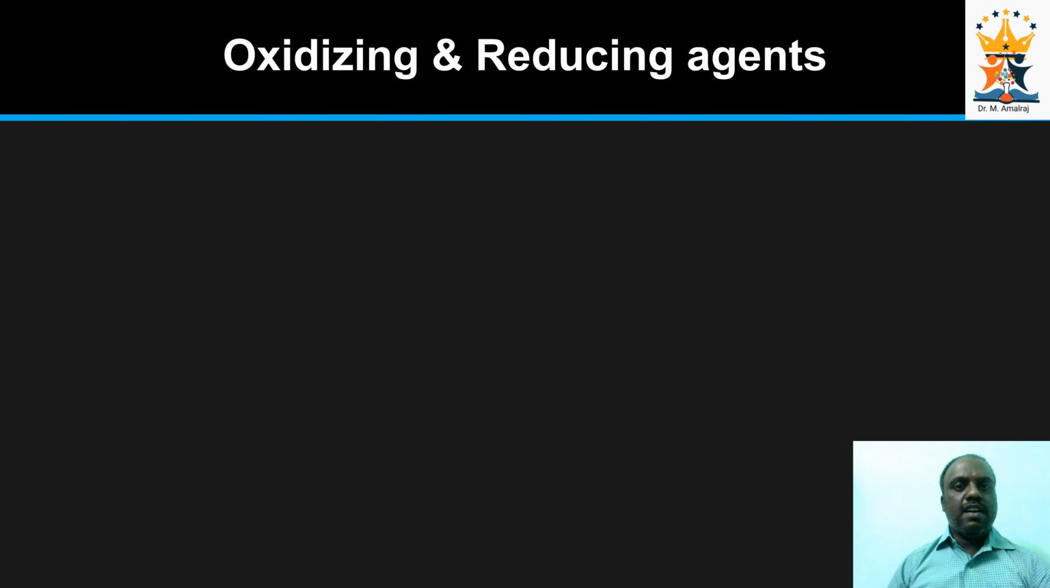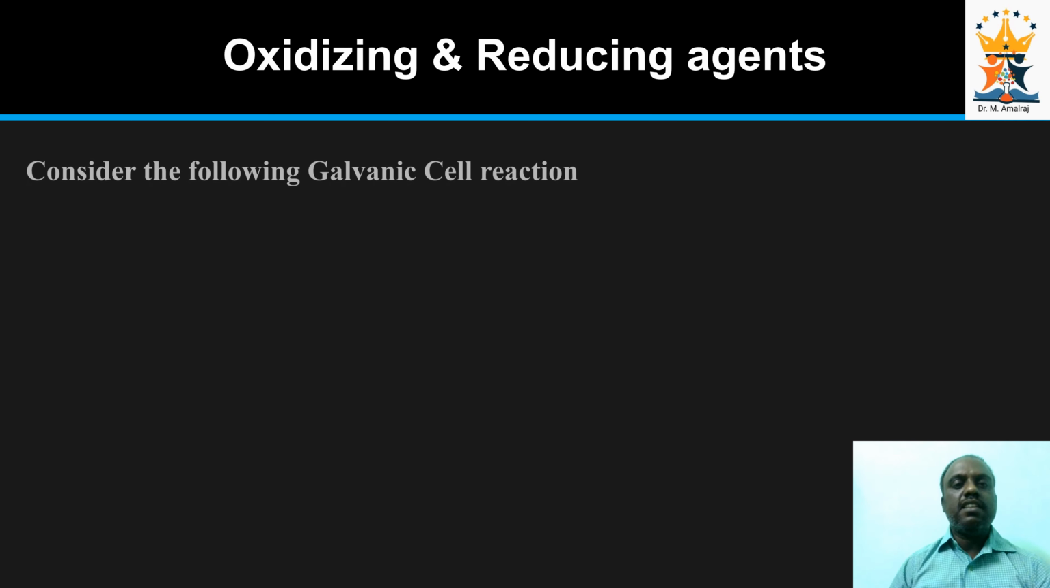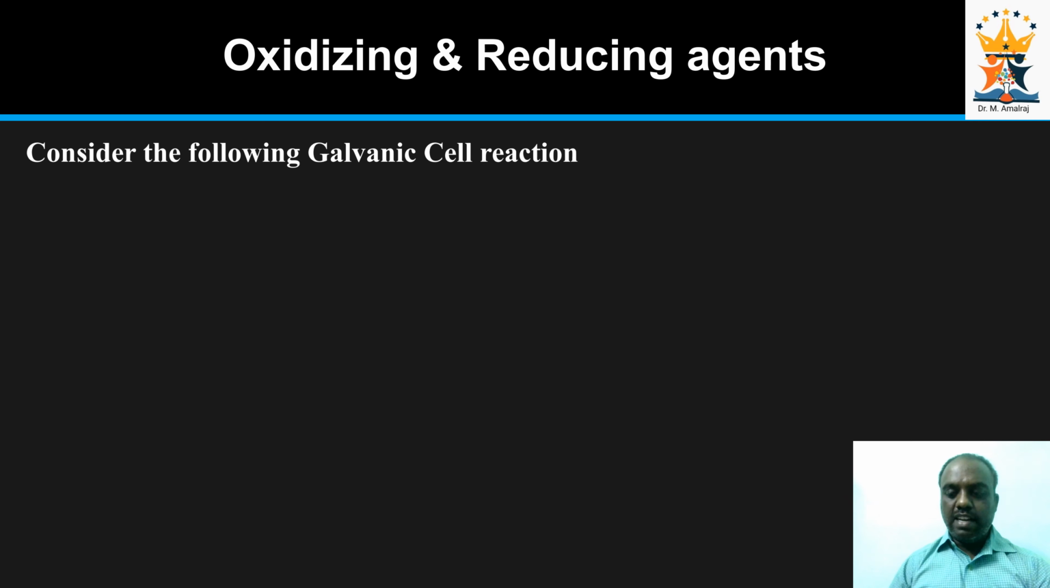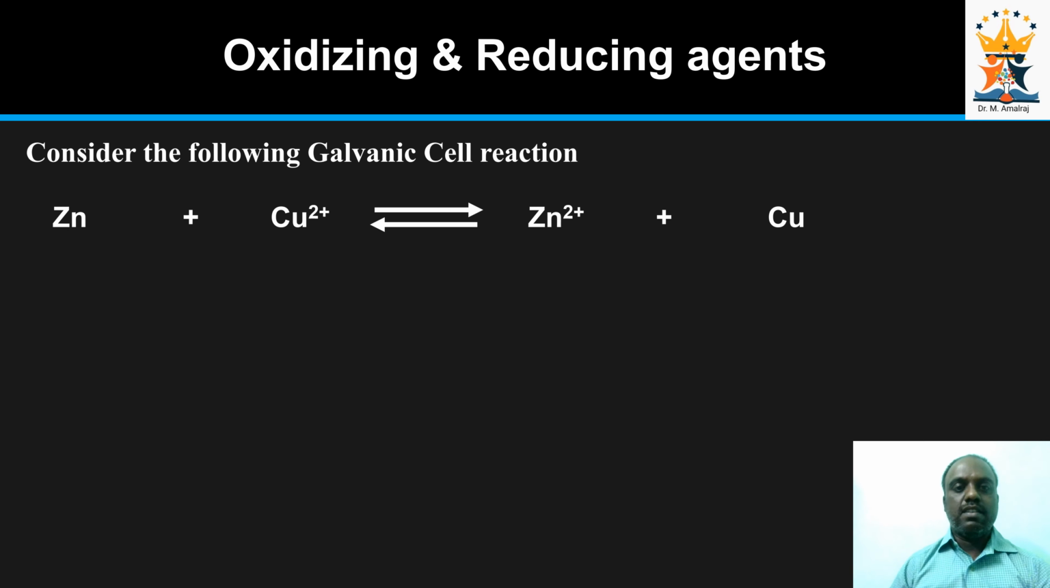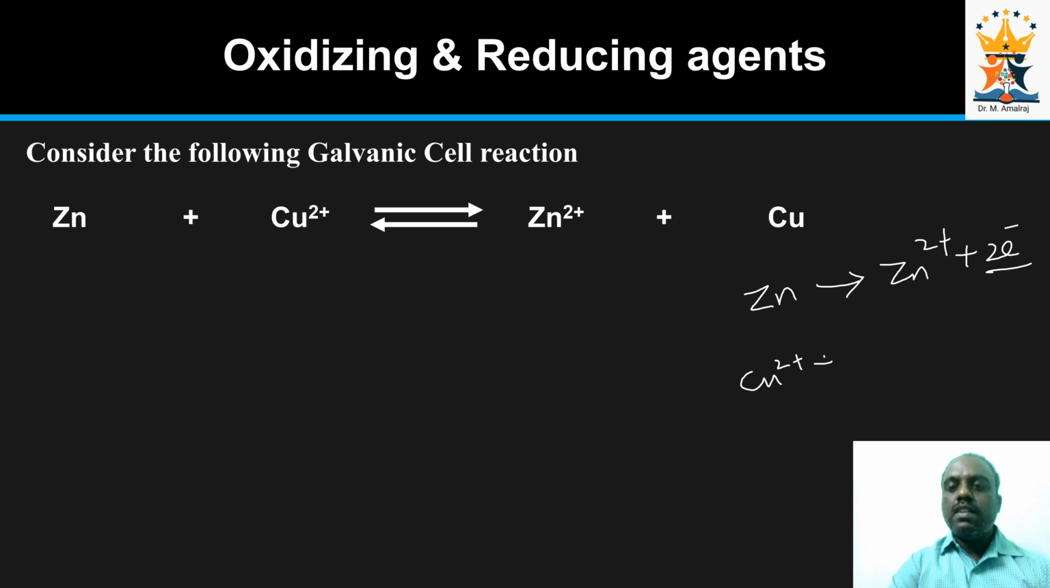As I said earlier, redox reactions are the basics for understanding electrochemistry. Let us consider a galvanic cell reaction between copper 2 plus and zinc. Zinc reacts with copper 2 plus to form zinc 2 plus and copper. In this reaction, zinc is getting oxidized to zinc 2 plus, since the loss of electron takes place, so the process is oxidation, and copper 2 plus is undergoing reduction. That means it gains 2 electrons to form copper. Now let us find out the oxidizing and reducing agent in this reaction.